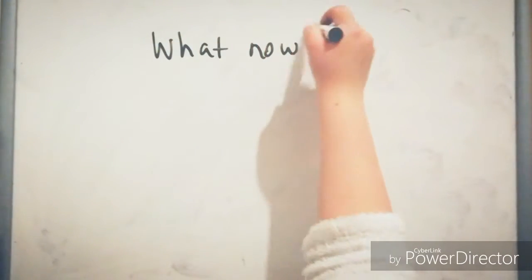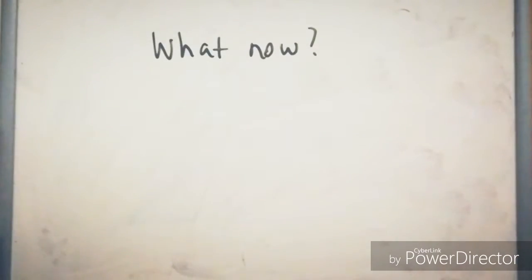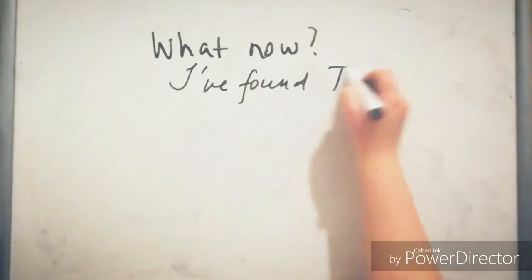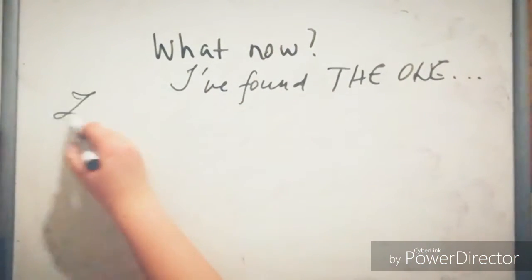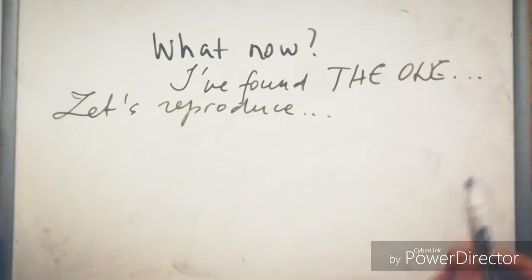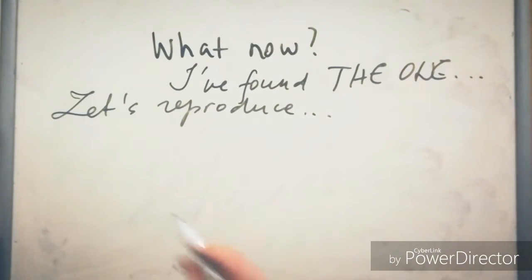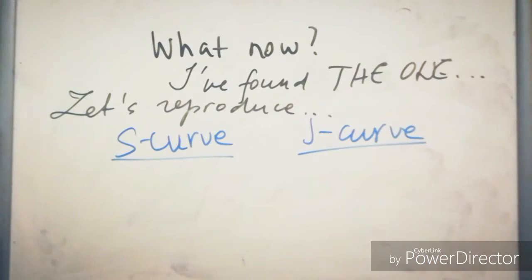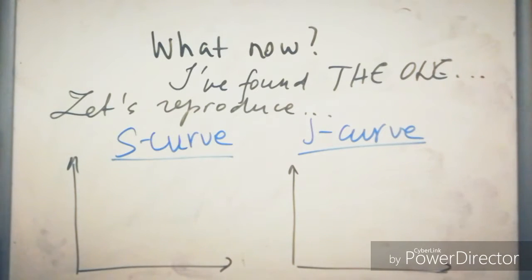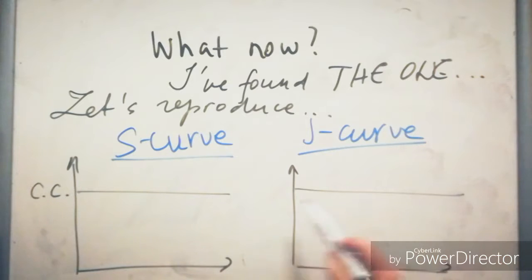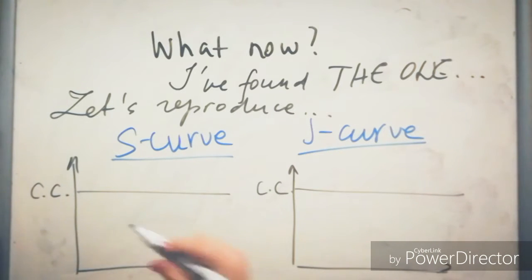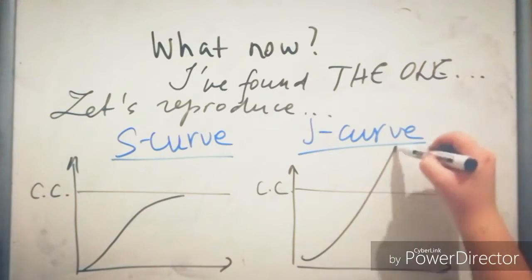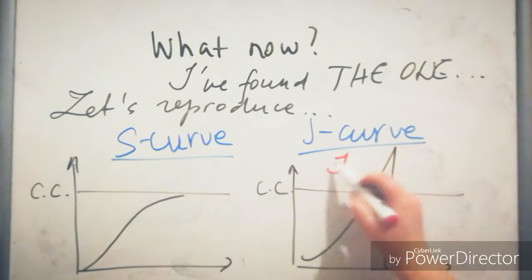What is important is to look at how these populations change over time. There are two types of curves that represent this: the S-curve and the J-curve. The S-curve is for larger organisms, which reproduce at a slower rate, and the J-curve is for the smaller ones, which reproduce at a higher rate. CC here is carrying capacity, the number of organisms which an environment can sustainably support.